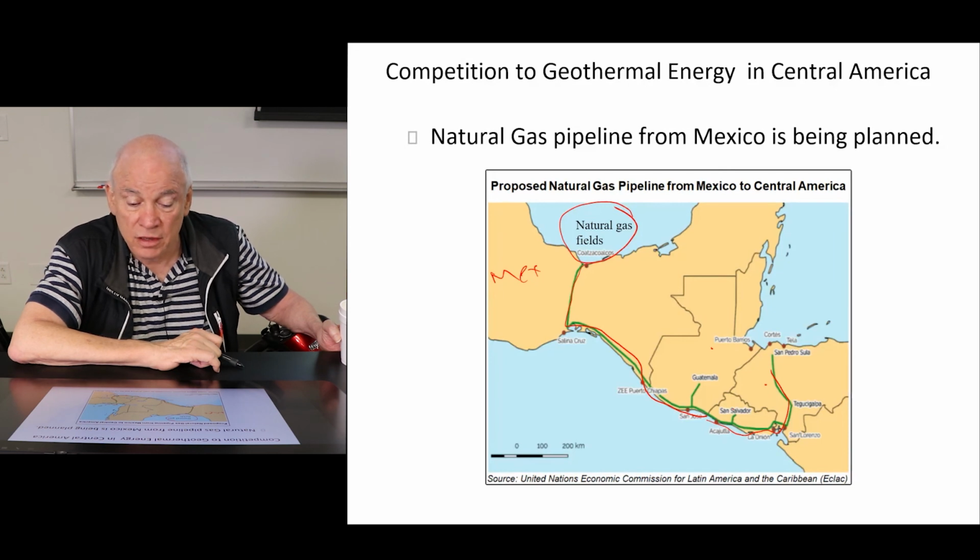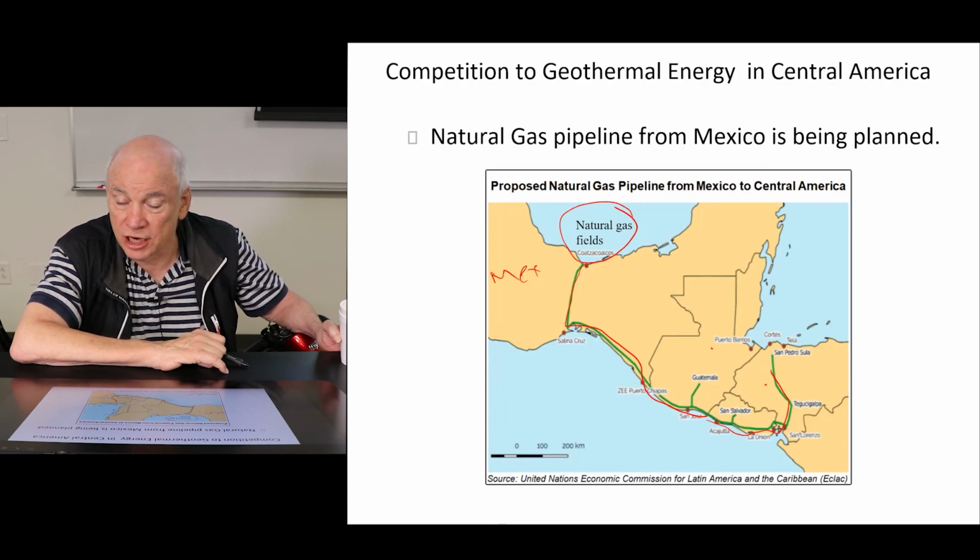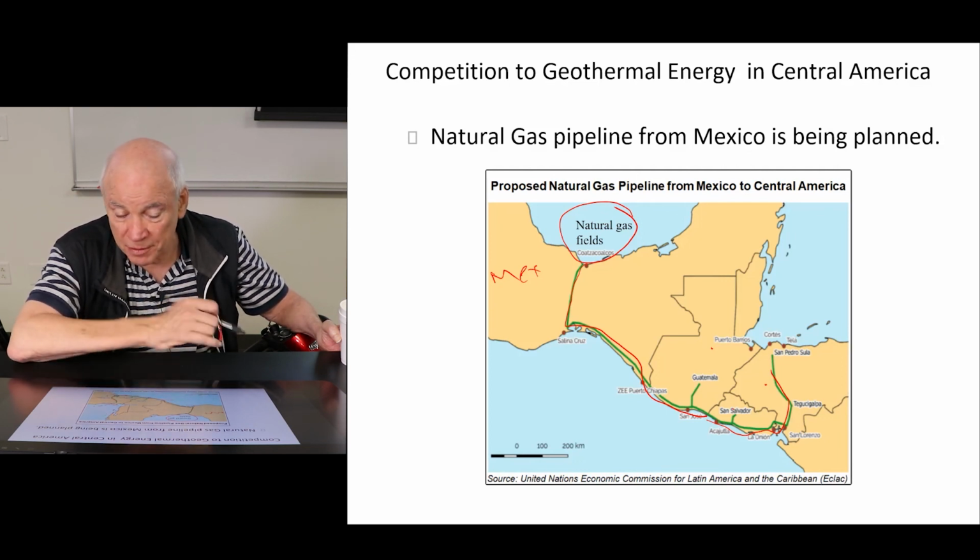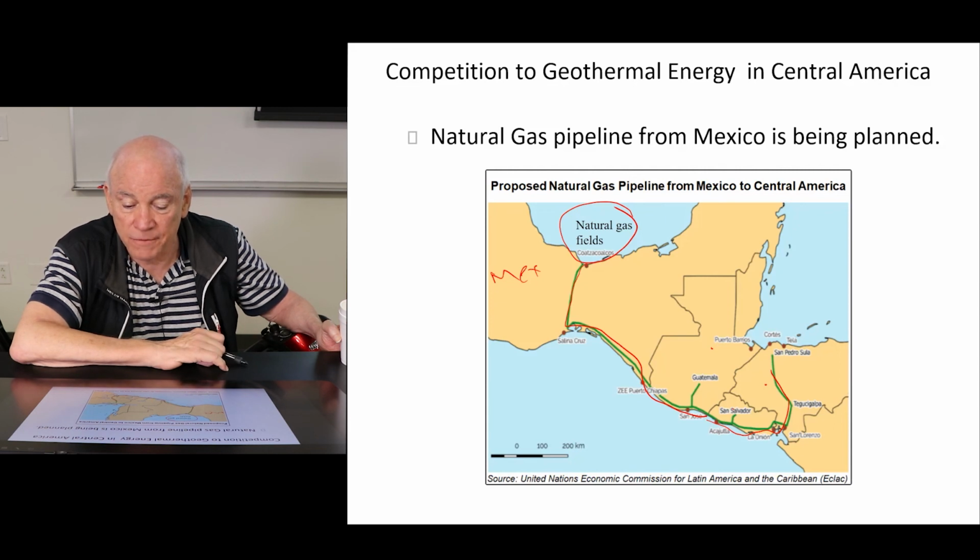Obviously, if the investors see that the prospects for natural gas being expensive, they're going to invest more in geothermal. If, on the other hand, they see that natural gas is going to be cheap, or they think it's going to be cheap, they'll invest more in natural gas plants. So we're just going to have to wait and see if this pipeline actually develops, and then what's the result of it.